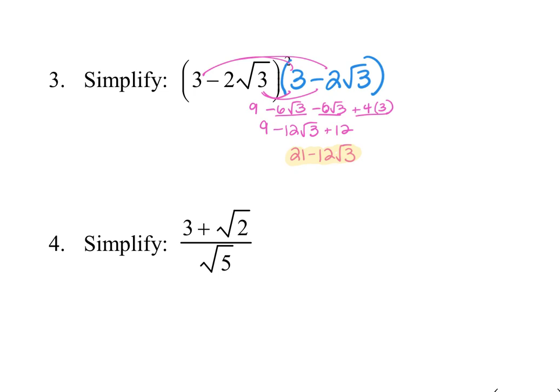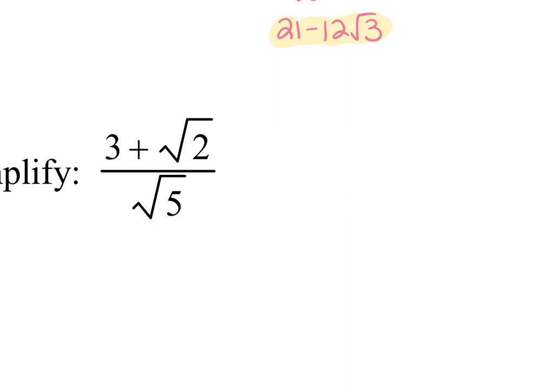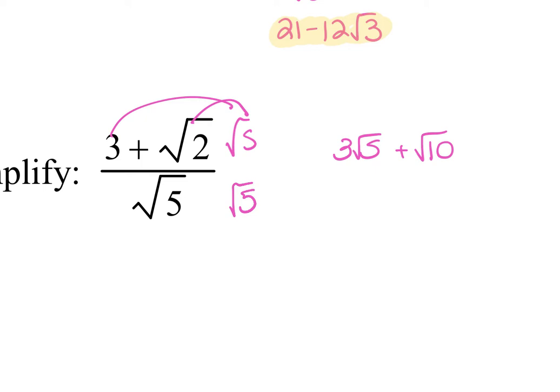For number 4, you've got a square root in the denominator, and it can't stay there, so we're going to rationalize. We're going to multiply both the top and the bottom by the square root of 5. 3 times square root of 5 is 3√5, and then root 2 times root 5 is square root 10. The denominator is just square root 5 times square root 5, which is 5. And remember, you cannot cancel these 5s into the 5 or the 10 because 1 is outside the radical and 1 is underneath. So it stays just that way.